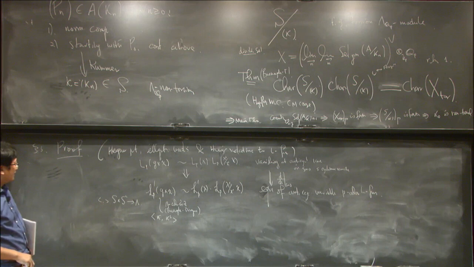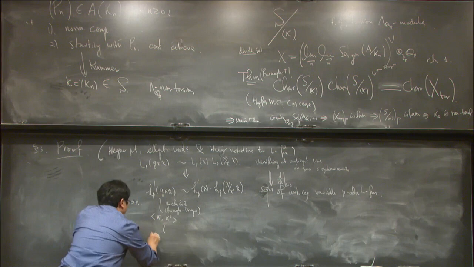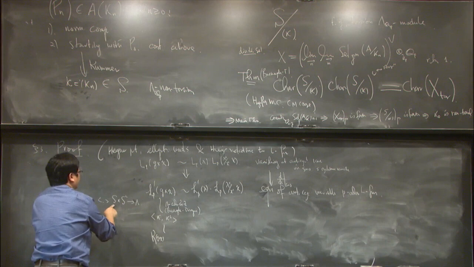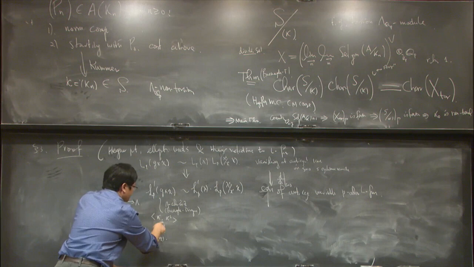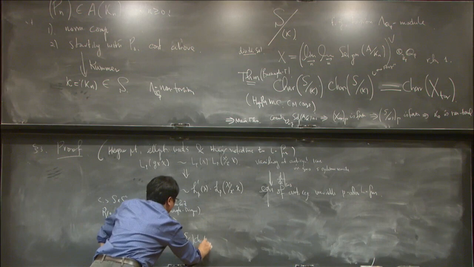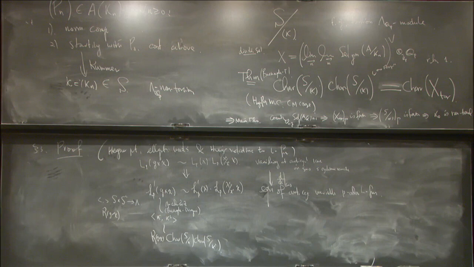And now, this is essentially the regulator of this one. Let's call it the regulator, because this has rank one. So this regulator is just the pairing between the generators. So the difference between these two things is the characteristic of S mod kappa and the characteristic of S mod kappa, u eta. Okay, so this is a GL2 theory about Iwasawa.